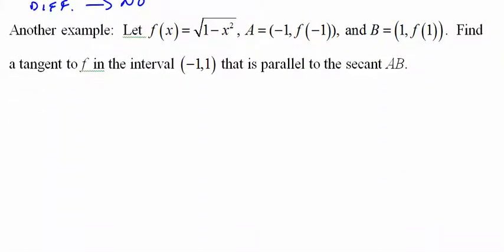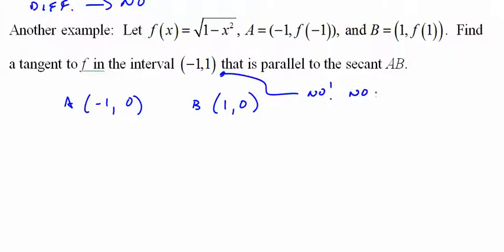So another example. f of x equals square root of 1 minus x squared. A equals -1, to whatever you get when you put in -1. Let's play with that immediately. -1, I put that in, I get 0. B equals 1, I get 0. Find a tangent f in the interval -1 to 1 that is parallel to the secant AB. Is this a mean value theorem? No, not closed. But like I just said a few seconds ago, that doesn't mean we can't find one. It just means that we aren't guaranteed to have one in there.